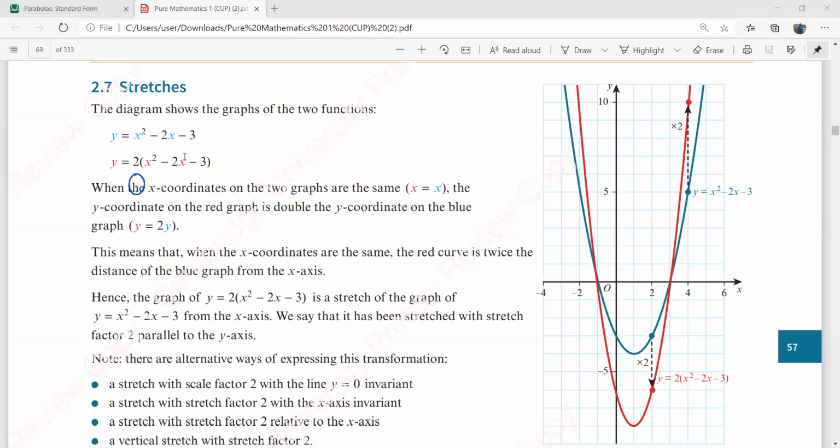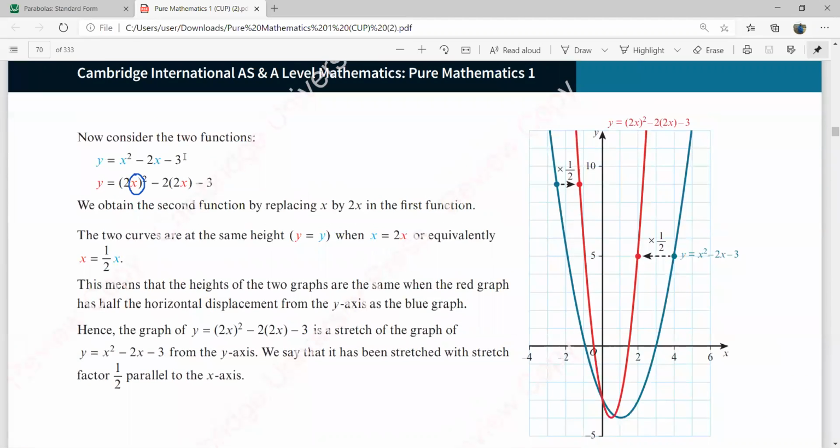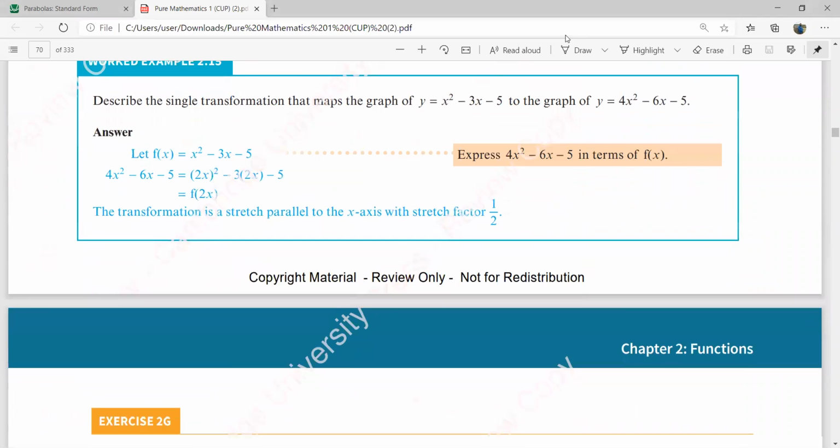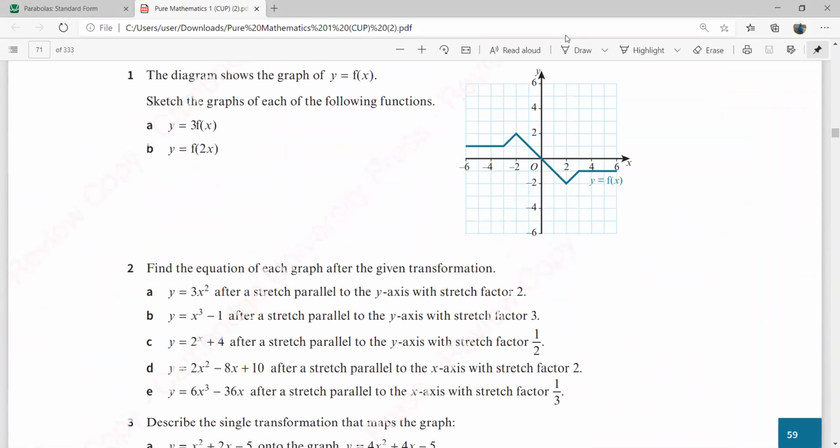Now let's look at the horizontal stretch here. Look at this. If you see that these x's have been doubled here, you see the curve shrinking towards the y-axis. So that's what happens in case of horizontal stretch. Let's move on to the exercise. Now it's time for you to respond. I'm putting it here. You first try it yourself and then I'll be asking you.